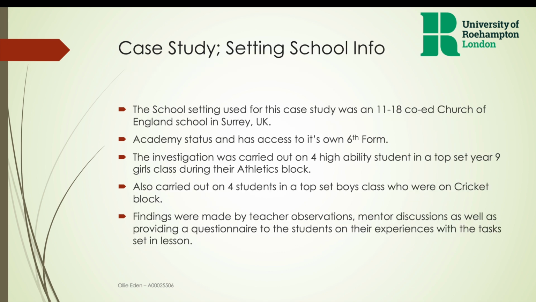So this case study is set in an 11 to 18 co-ed Church of England school in Surrey. It has academy status, and it does have its own sixth form. This study was carried out with 4 high ability learners in a top set Year 9 girls class during their athletics block, and 4 top learners in the boys half where they were on their cricket block. Findings were made through teacher observations and mentor discussions, as well as providing a questionnaire for the learners who came back with feedback on their experience in the task setting lesson.